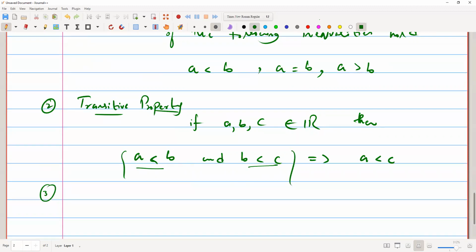And then the third property is the Archimedean property.